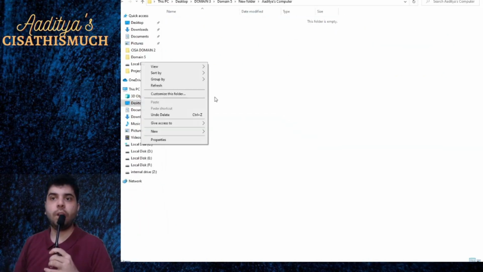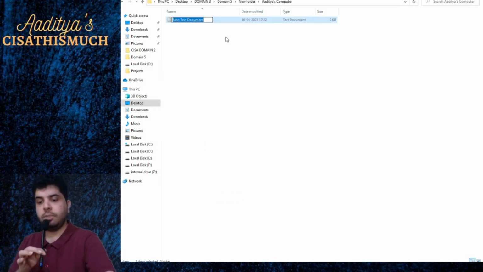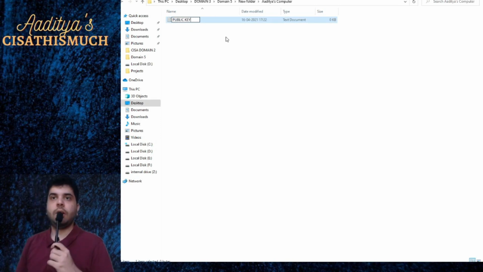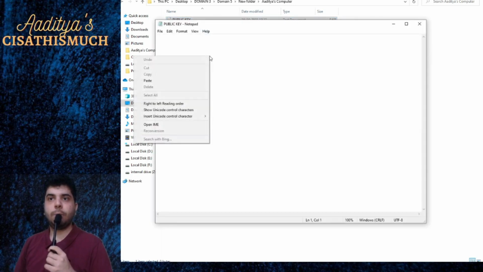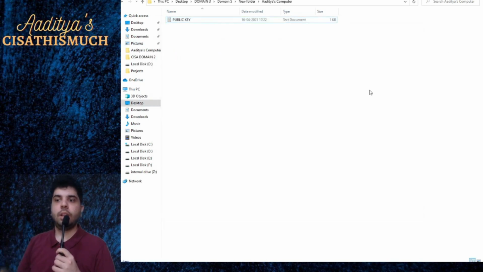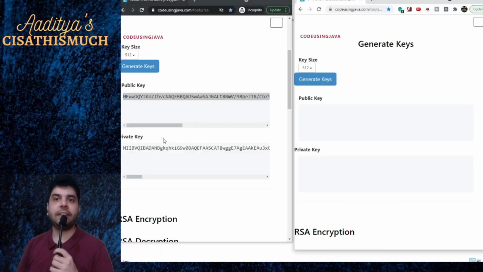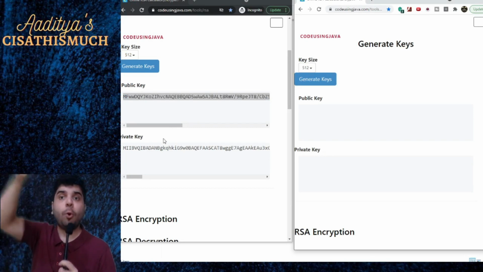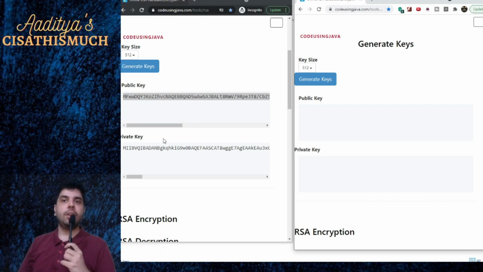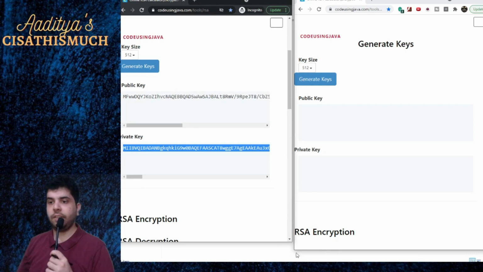On Aditya's computer, let's save this public key. This is the public key. Basically I am saving this public key. Now there is also a private key. The sender has generated both a public key as well as a private key. So I am also saving my private key. The sender Aditya is saving his private key.